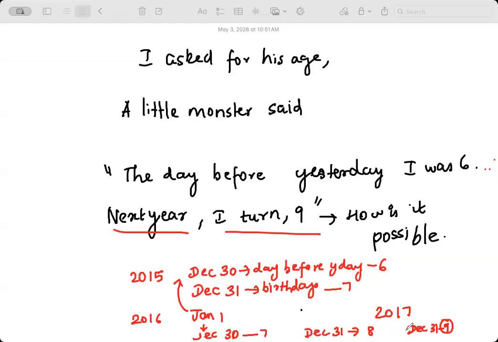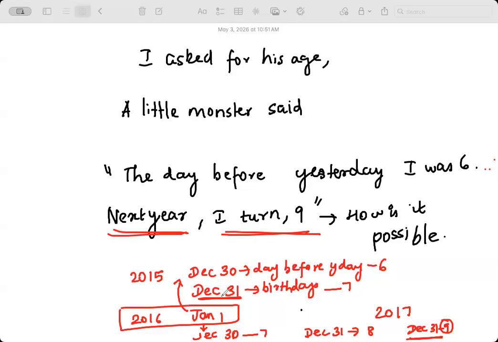Did you get it? In the next year. That's what he says, right? Next year I turn 9. So on December 31st of 2017, he turns 9. You got it? The question was asked to him on January 1, 2016. His birthday is on December 31st every year. Make sense? So you asked him in 2016 and he had turned 7, but he's turning 8 that year, so then next year he'll become 9. Correct.